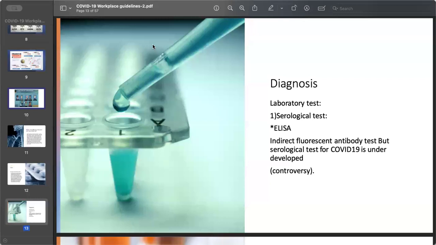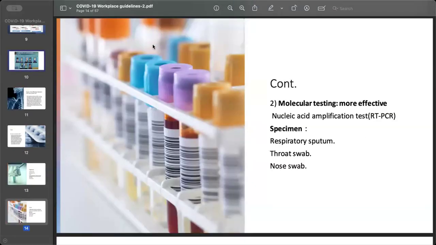Diagnosis. Laboratory test. First one is serological test, ELISA, indirect fluorescent antibody test, but serological test for COVID-19 is underdeveloped. Second one is molecular testing, the more effective nucleic acid amplification test, which is commonly called PCR test. Specimen is taken through respiratory sputum, throat swab, and nose swab.